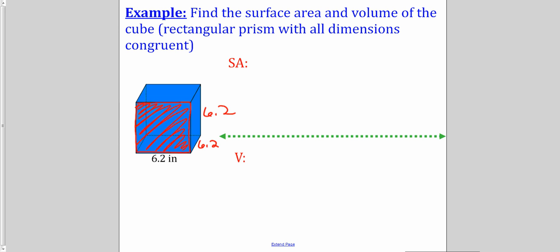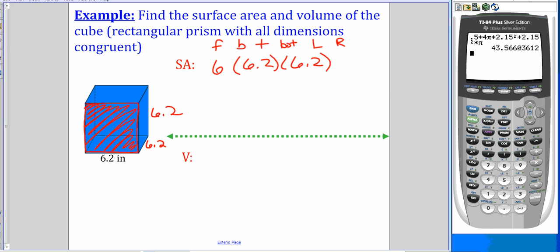So how many faces do we have on a cube? Well, let's count. We have the front, the back, the top, the bottom, the left, and the right. 1, 2, 3, 4, 5, 6. We have 6 of those. So my surface area is going to be 6 times the area of one of those, which is 6.2 times 6.2. So let's go ahead and calculate that. 6.2 times 6.2, so the area of each face is 38.44.